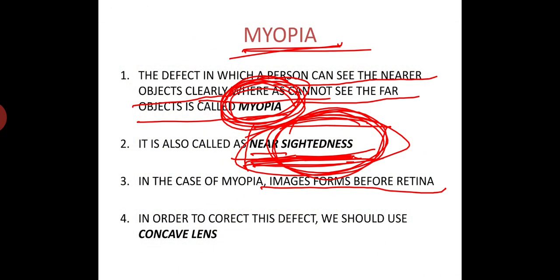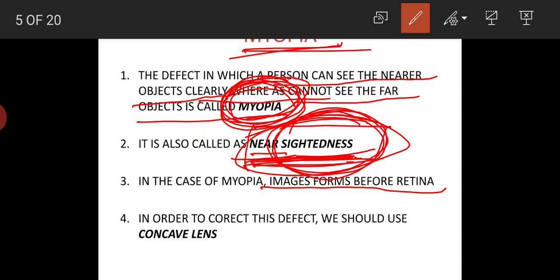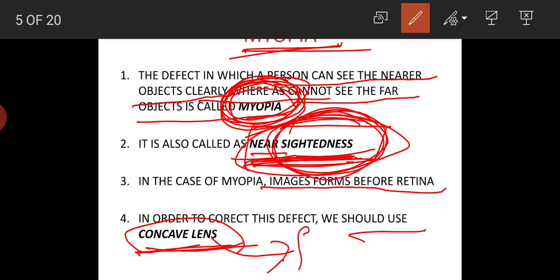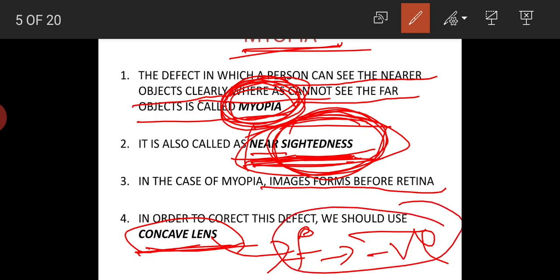In order to correct this defect, we need to use a concave lens. One should use a concave lens to correct this defect. We already know that the focal length is negative for a concave lens. It means when the focal length is negative, the power of the lens will also be negative, because power is equal to 1 by f. When f is negative, P is also negative. It means power is also negative.